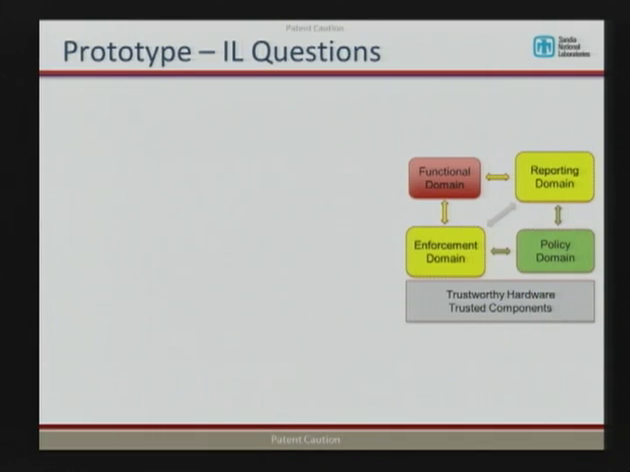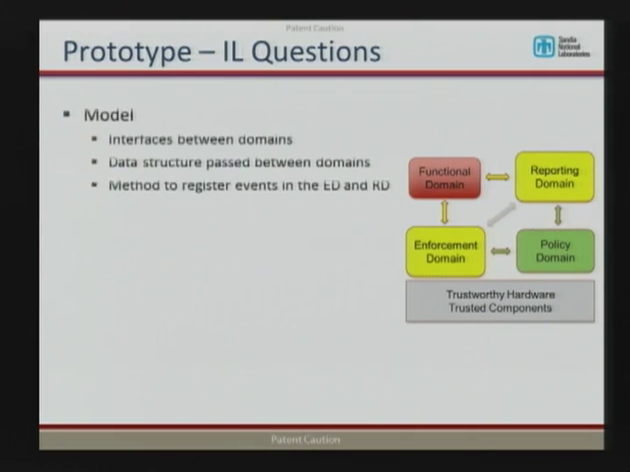So now we went over the model, the architecture, and the policy. Now let's look at the prototype. Before we dive into it, what are some of the questions we had before we started to build it? The first one, about the model: is it the right model? Does it make sense? Do we need more domains? Do we need fewer domains? What data should be passed between the different domains?